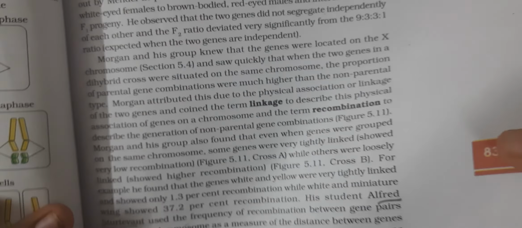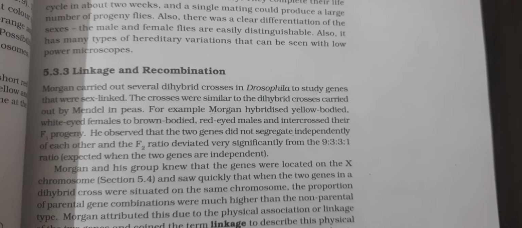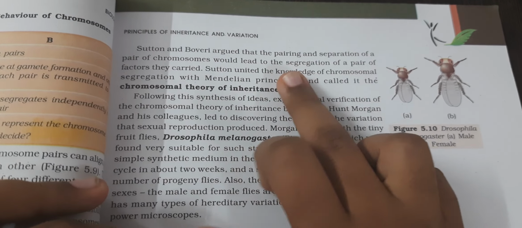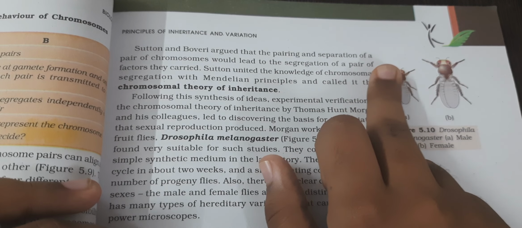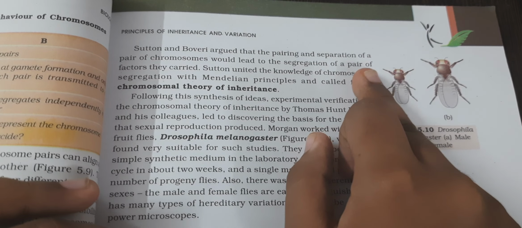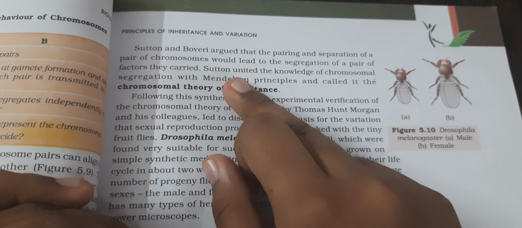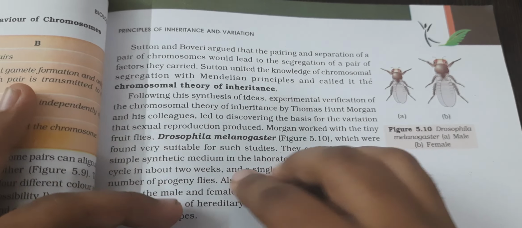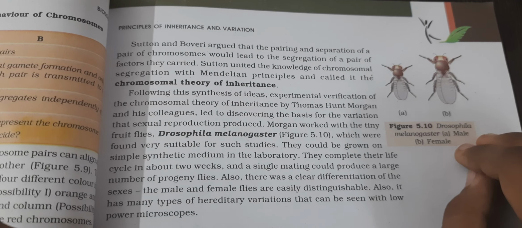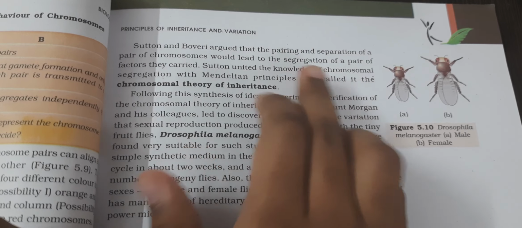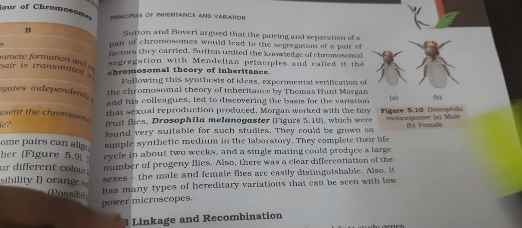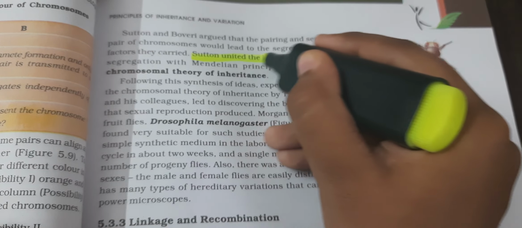Now we come to our most favorite part, the chromosomal theory. Walter Sutton and Theodore Boveri argued that the pairing and separation of a pair of chromosomes would lead to the segregation of a pair of factors they carried. So Sutton united the knowledge of chromosomal segregation with Mendelian principles and called it the chromosomal theory of inheritance.